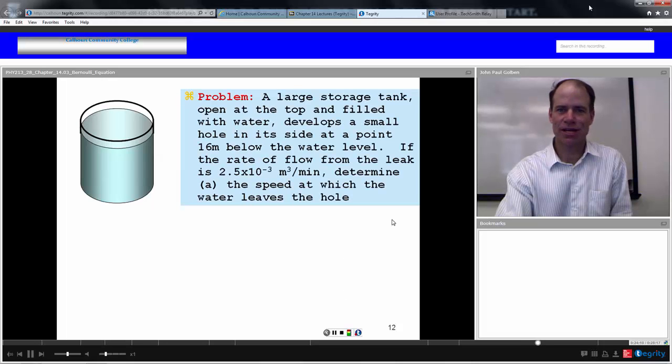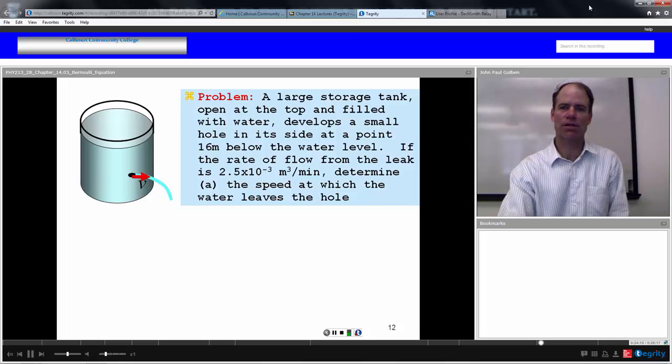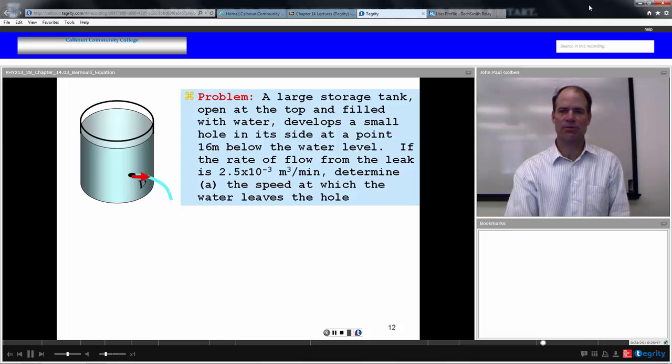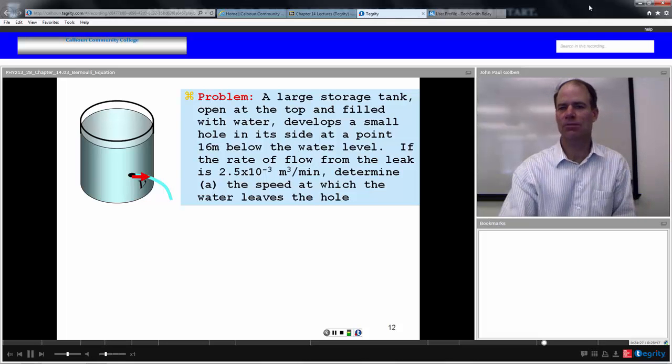Let's try another Bernoulli's problem. A large storage tank opened at the top and filled with water develops a small hole in its side at a point 16 meters below the water level. If the rate of flow from the leak is 2.5 times 10 to the minus 3 cubic meters per minute, determine the speed at which the water leaves the hole.